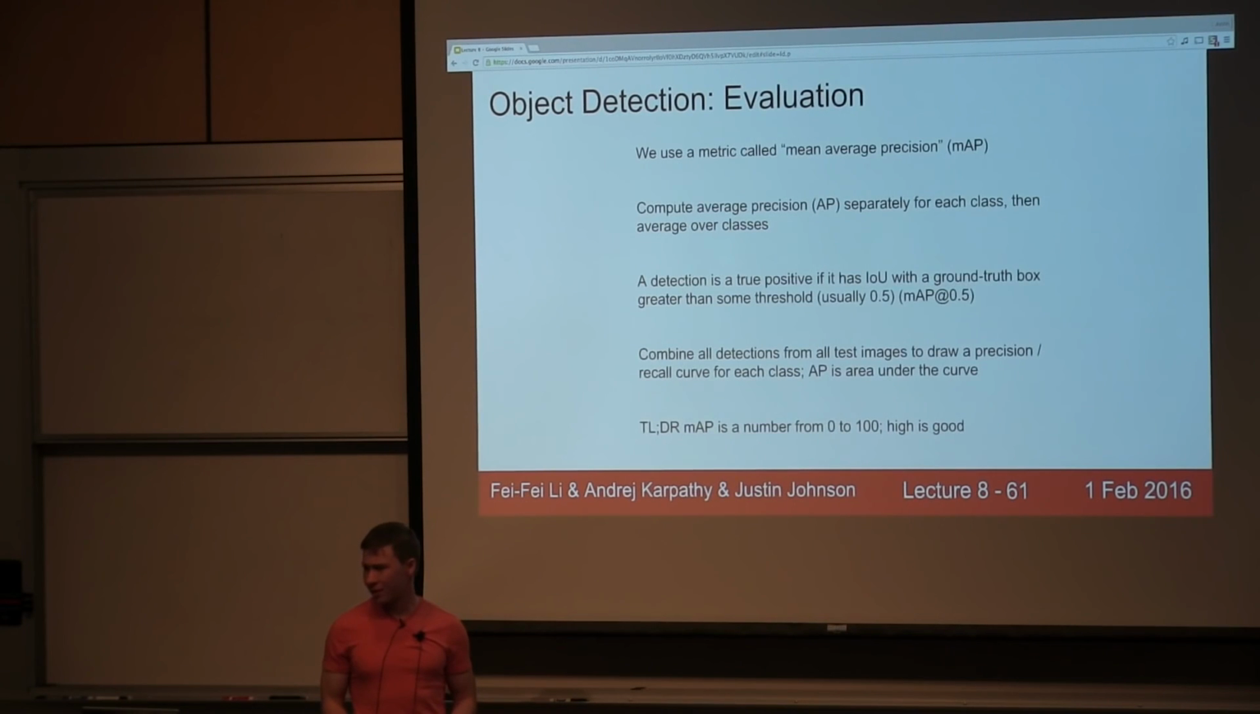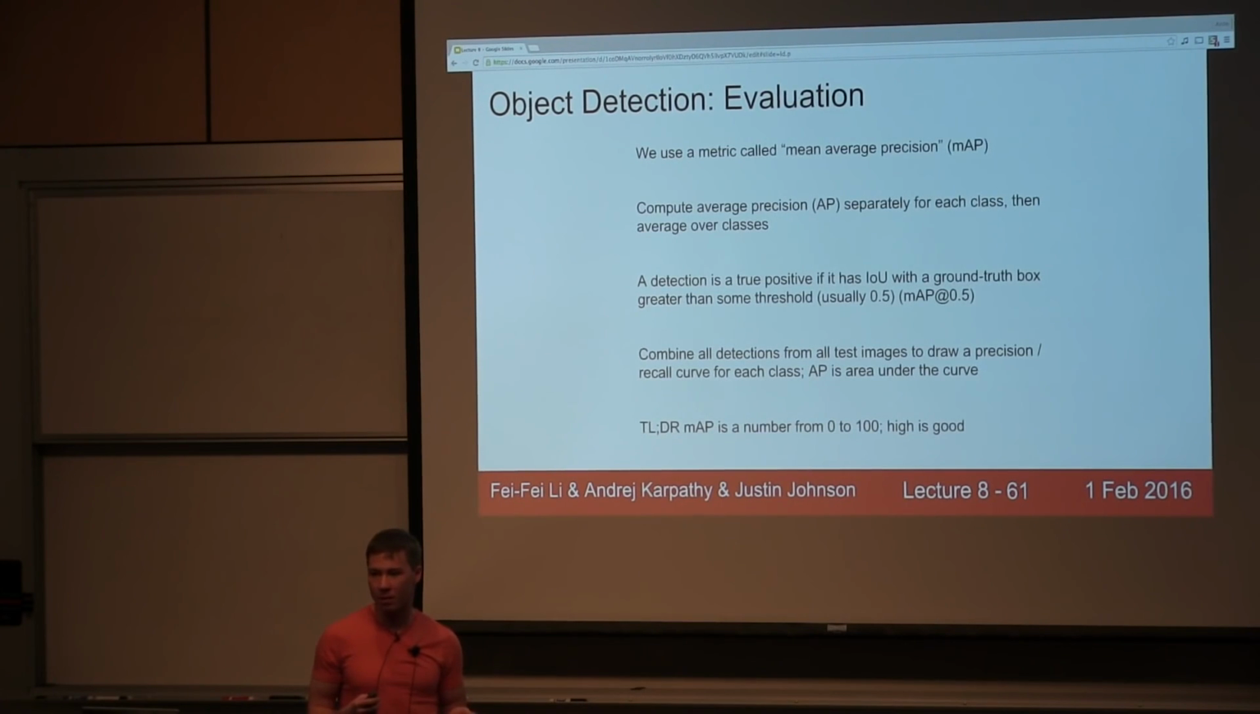There's also this funny evaluation metric we use for detection called mean average precision. I don't really want to get too much into the details. What you really need to know is that it's a number between 0 and 100, and 100 is good. The intuition is that you want true positives to get high scores, and you also want the boxes you produce to be within some threshold of the correct box.